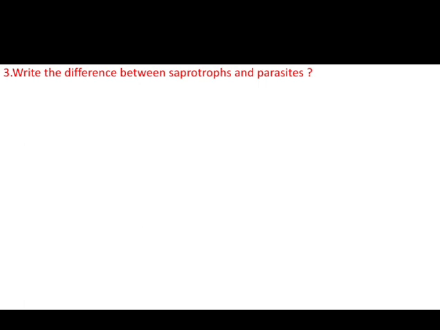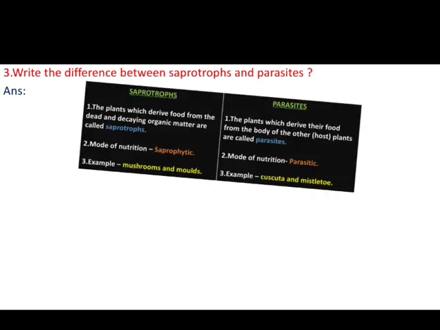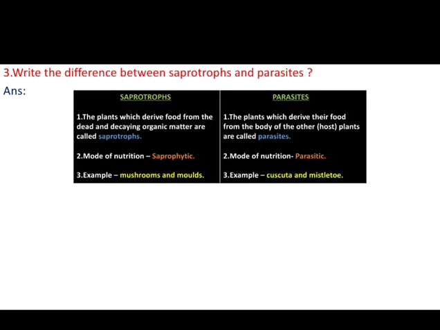Write the difference between saprotrophs and parasites. Answer. Saprotrophs, the plants which derive food from the dead and decaying organic matter, are called saprotrophs. Parasites, the plants which derive their food from the body of other host plants, are called parasites.